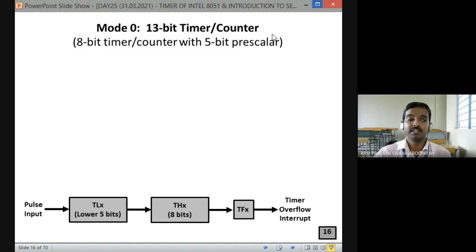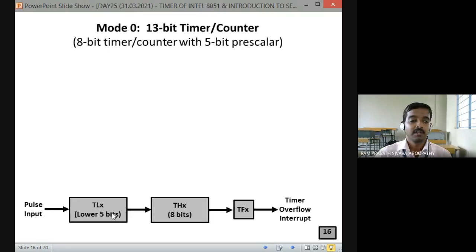Why this mode of operation? The older peripherals interfaced with the 8051 microcontroller need this particular timer. The main use of this particular mode of operation is to divide your machine cycle by 32. Let us see its role.